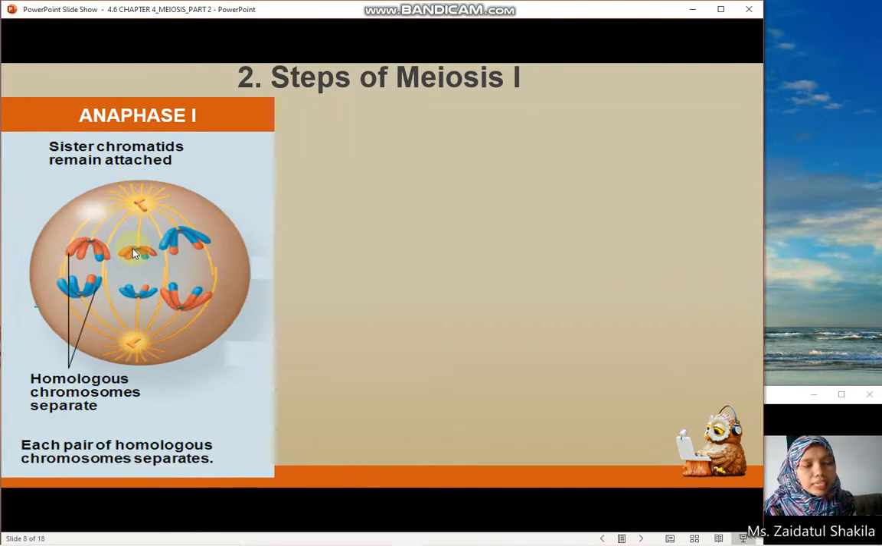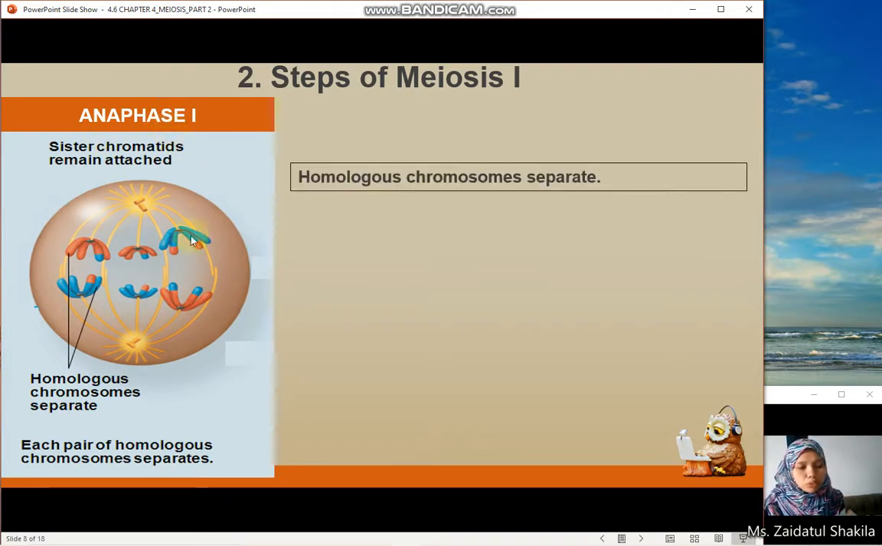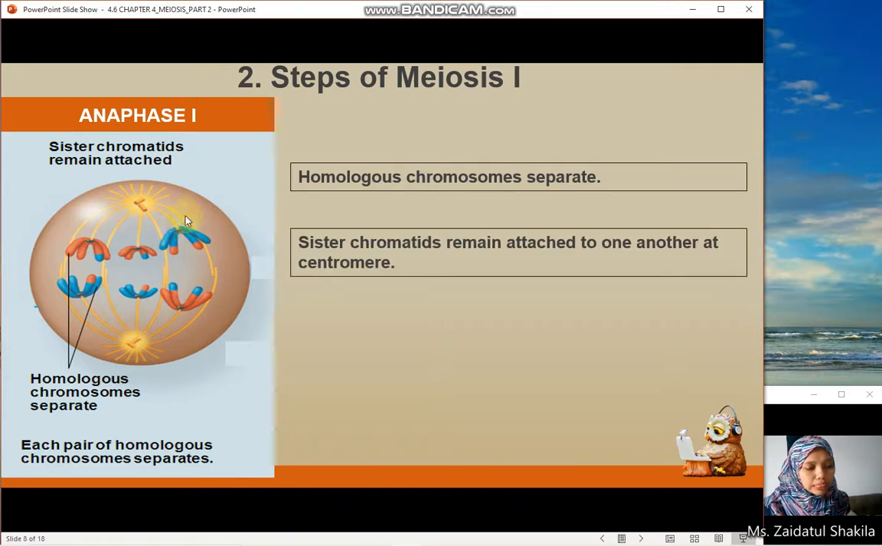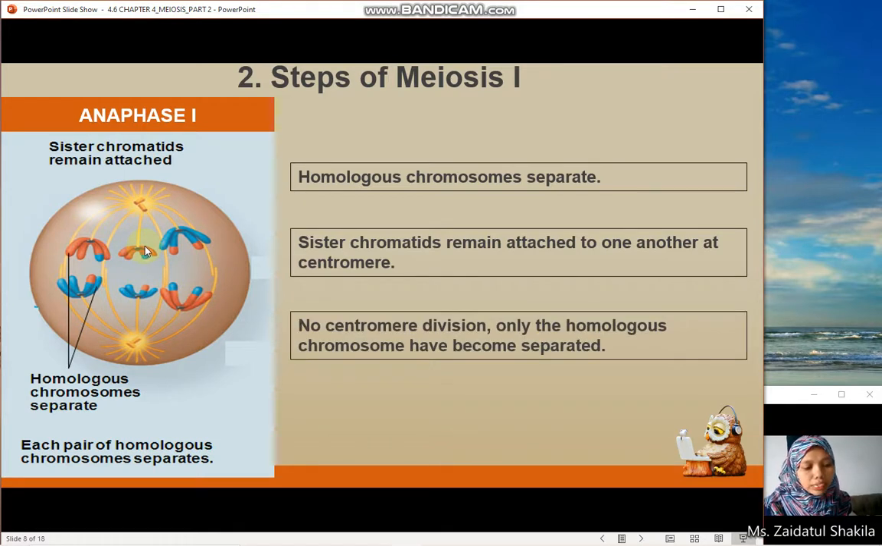And then the next one is anaphase 1. During anaphase 1, homologous chromosomes separate. Sister chromatids remain attached to one another at the centromere. No centromere breakup, no centromere division. Only the homologous chromosomes become separated.